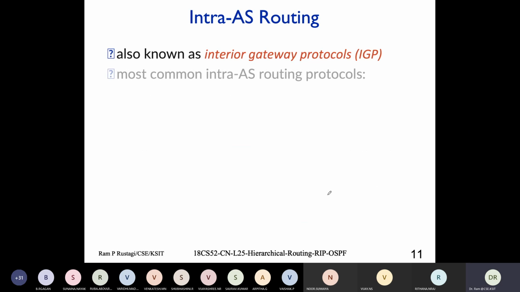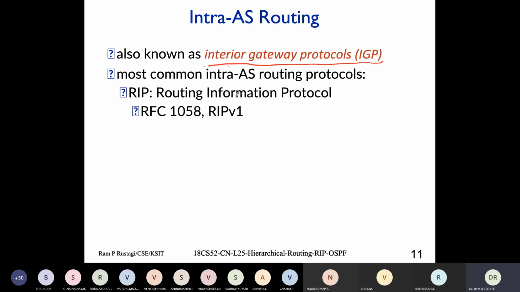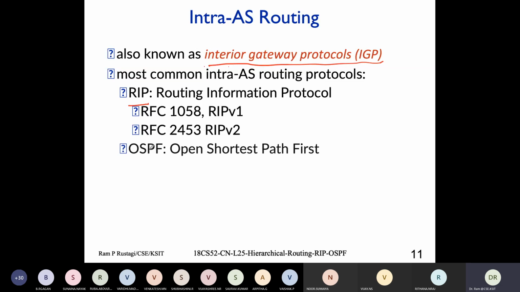So what are the intra-AS routing implementations? Intra-AS routing means a routing protocol running within a network. And since they're running within an autonomous system, these are also called interior gateway protocols. The two most common protocols are RIP, Routing Information Protocol, and OSPF, Open Shortest Path First. RIP was the first protocol that came in, RFC 1058.